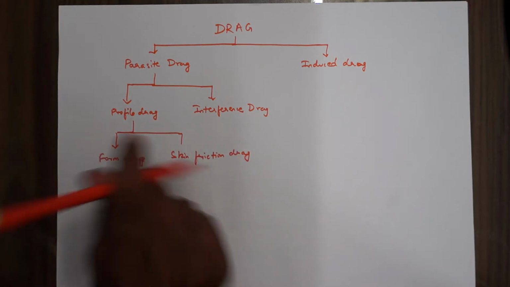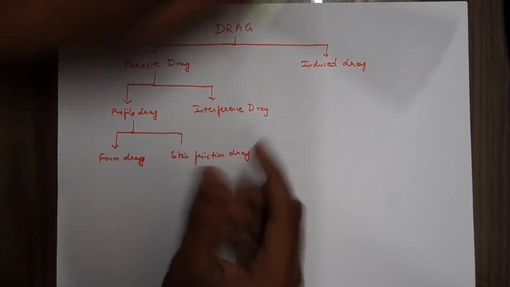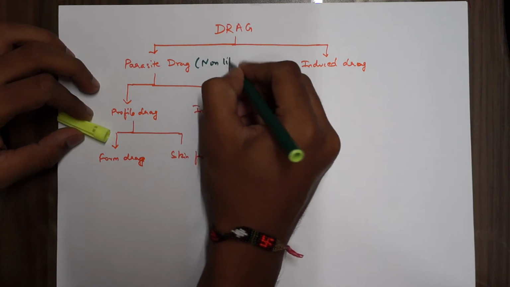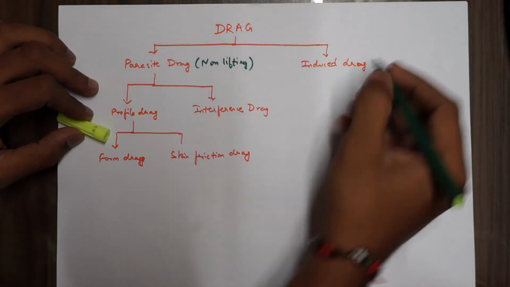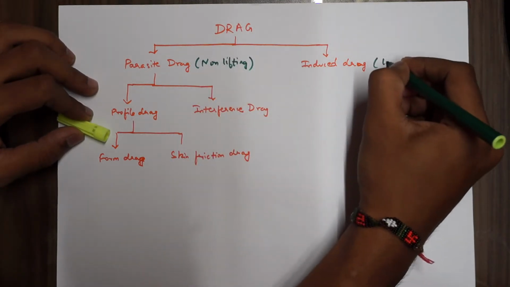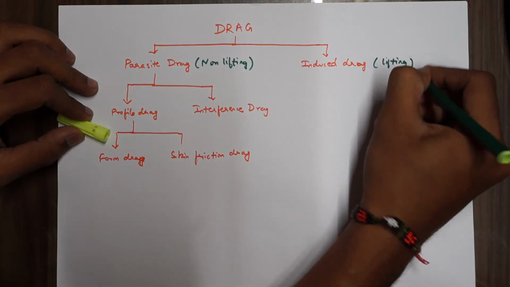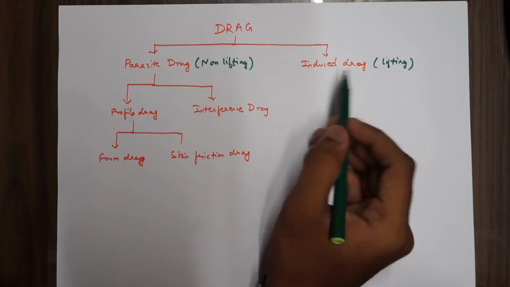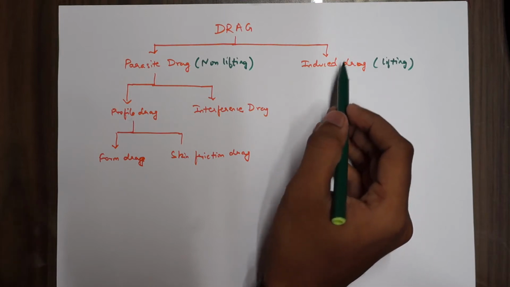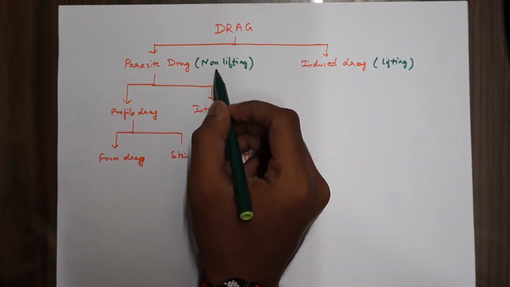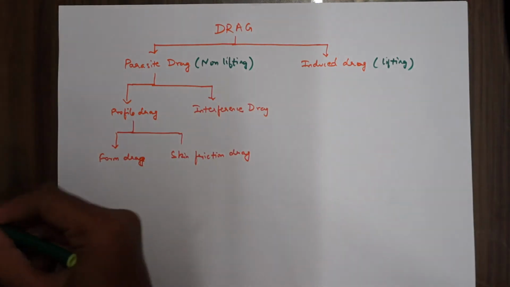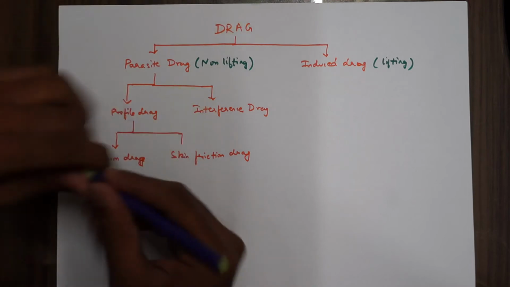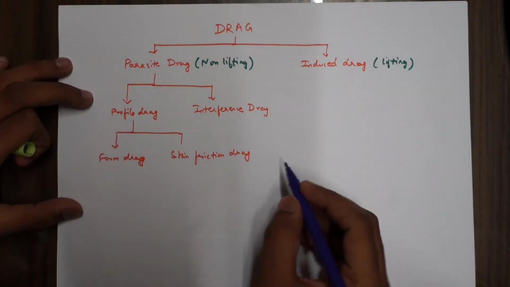Now one key important point I want you to know is parasite drag is a non-lifting drag. Induced drag is a lifting drag. So basically induced drag is caused due to the creation of lift. When lift is generated, induced drag is there, and parasite drag is anyways there. It is irrespective of the lift generated or not. Now first we'll discuss form drag.